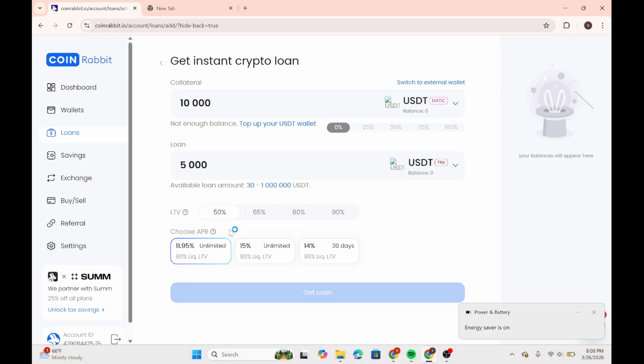And check for loan flexibility: fixed repayment terms versus open-ended loans, repay anytime, mobile access, multilingual support, 24/7 human support as well.